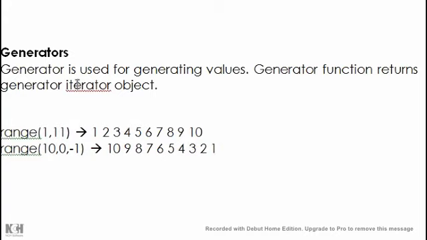For example, I want to generate random numbers. But can you generate random numbers using range? No. Using range, I can generate values only in increment order or decrement order. And not only that, suppose I want to generate values like 1.0, 2.0, 3.0.